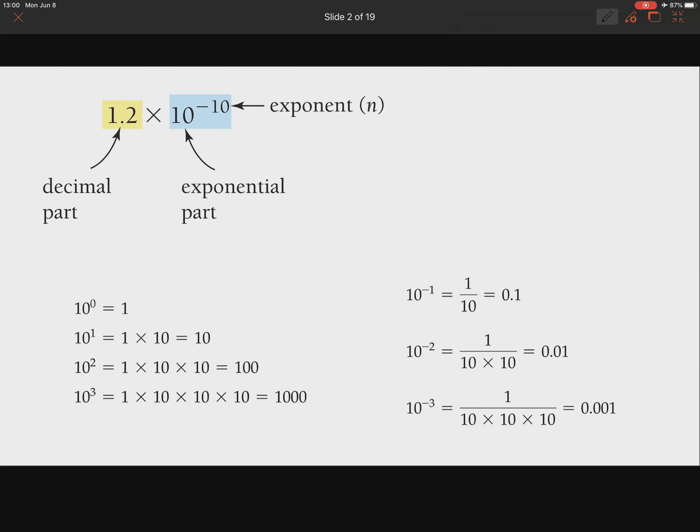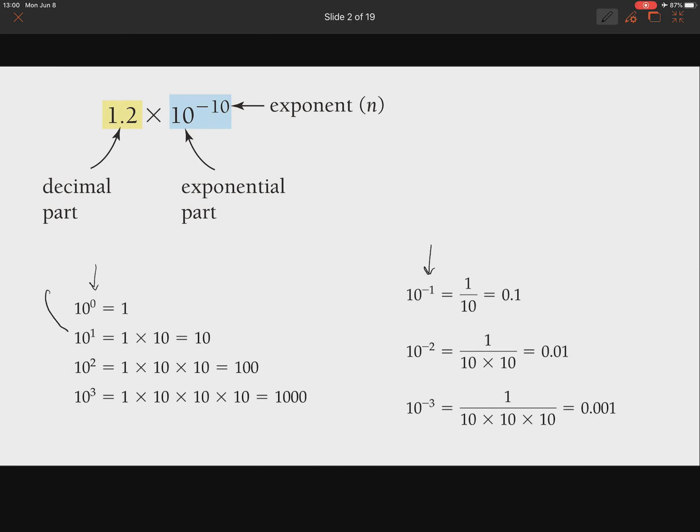The exponent part is the other part. The exponent part is 10 raised to an exponent. Here the exponent can be n. Now, n can be positive or it can be negative. A positive exponent means that it's a 1 multiplied by 10 n times, n being the number that's in there. So if it's a 0, 1 times 10 to the 0 would still just be 1.